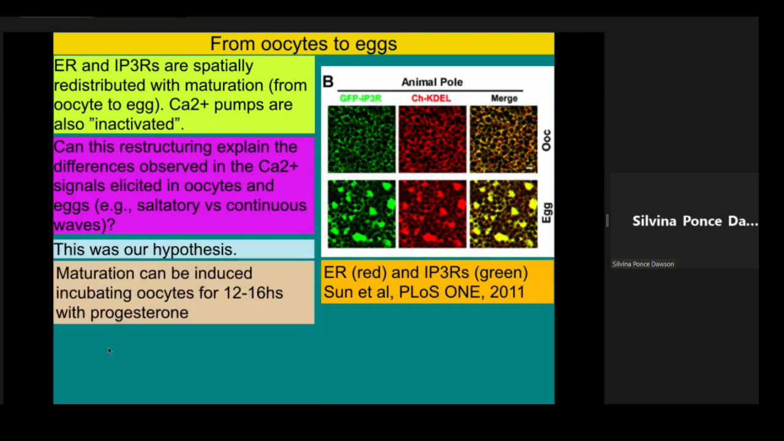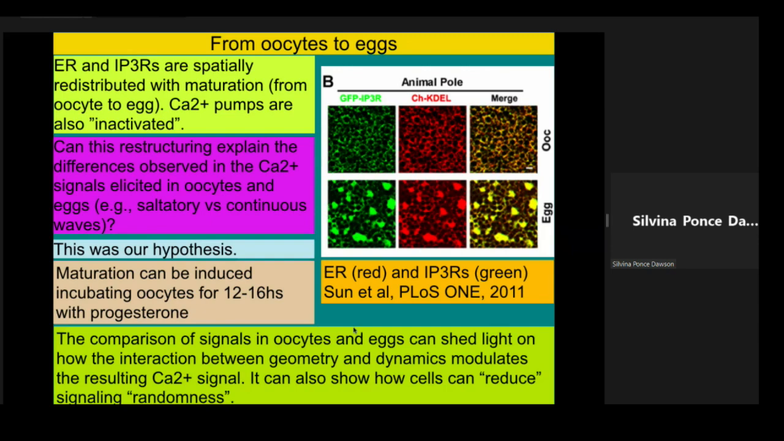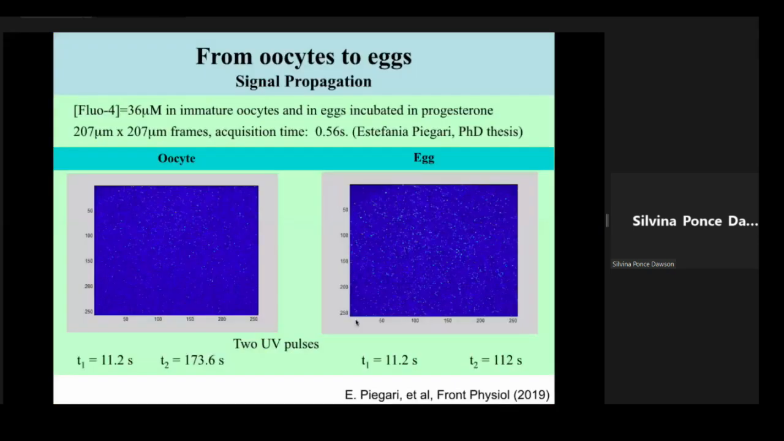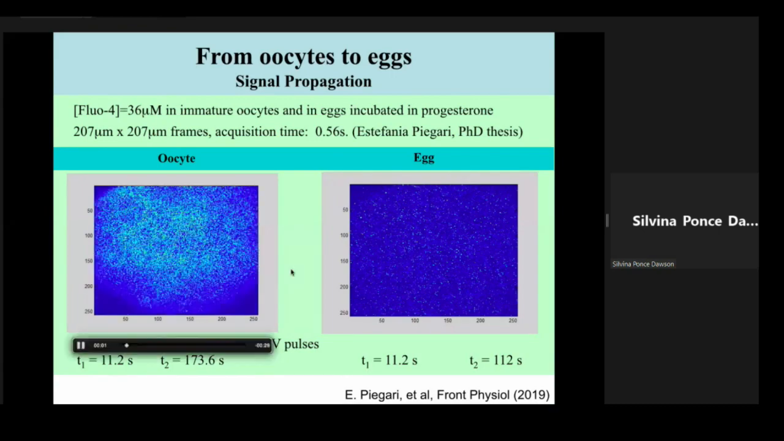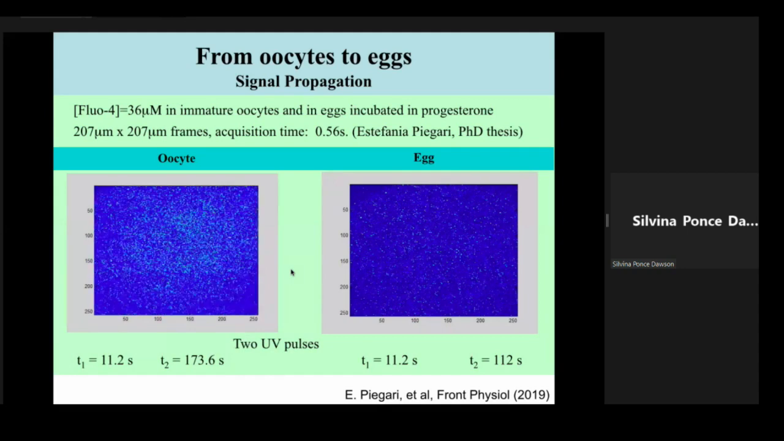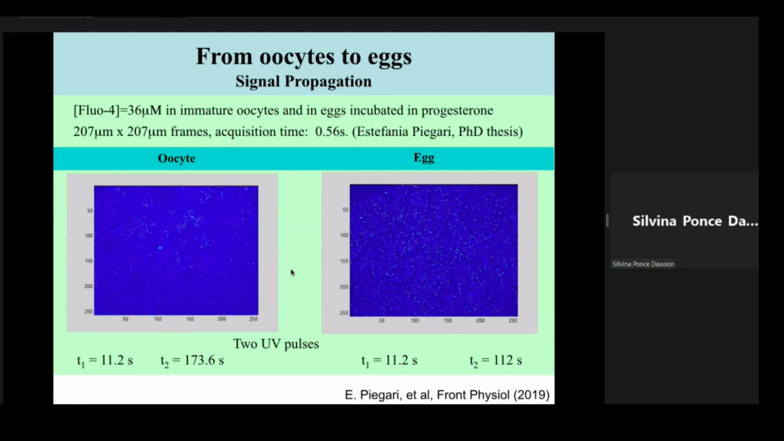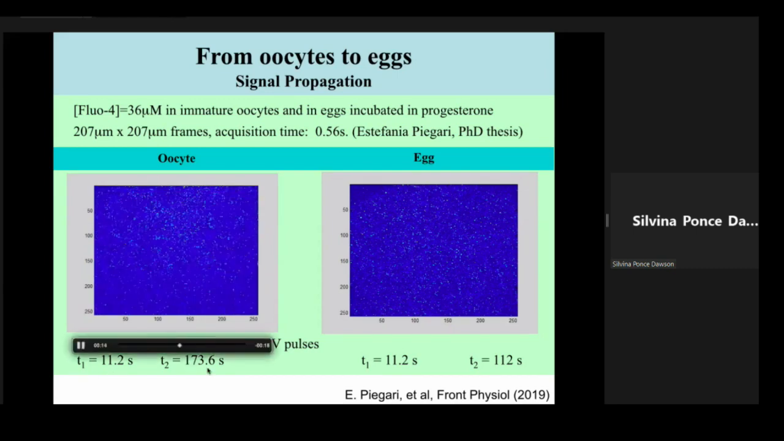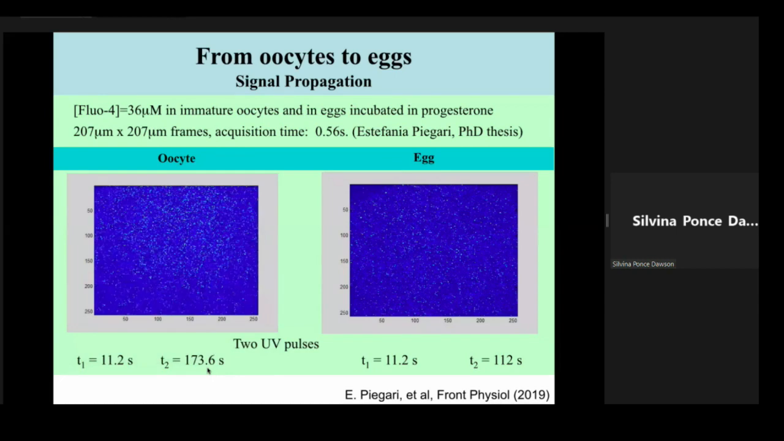So we repeated some experiments like the ones that had been done in this paper, which is you can mature the oocytes with progesterone and perform experiments in oocytes and eggs. The way we do the experiments is using caged IP3 that we photorelease with a UV flash. And we applied 2 UV pulses, so we released IP3 twice.